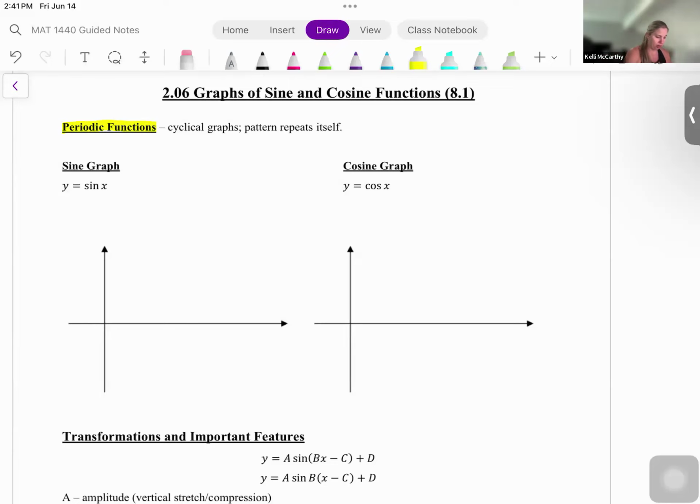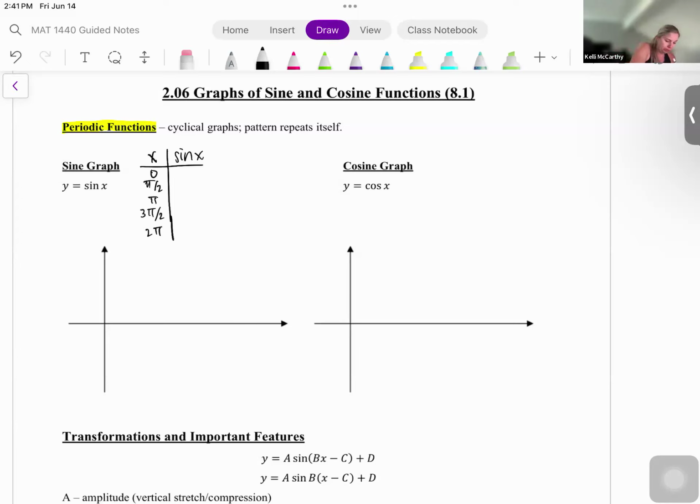So let's build out our sine graph. We're going to graph our parent function y equals sine x, and we're going to do this just by making a table of values. We're going to use 5 values for x: 0, pi over 2, pi, 3 pi over 2, and 2 pi.